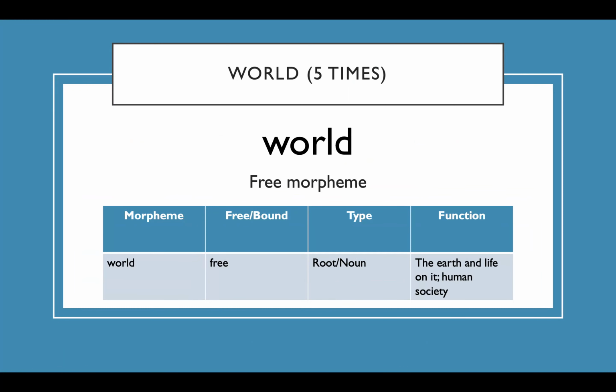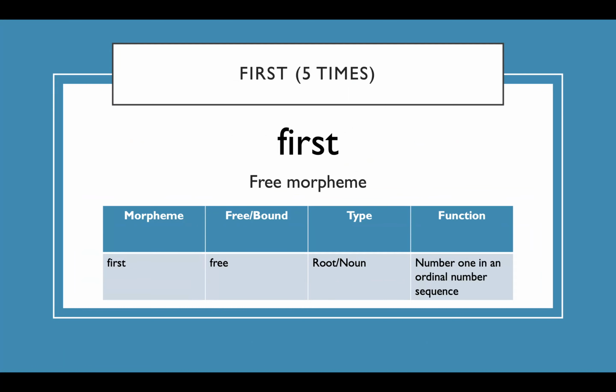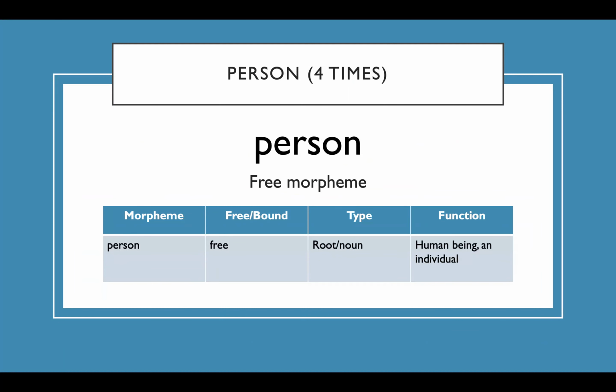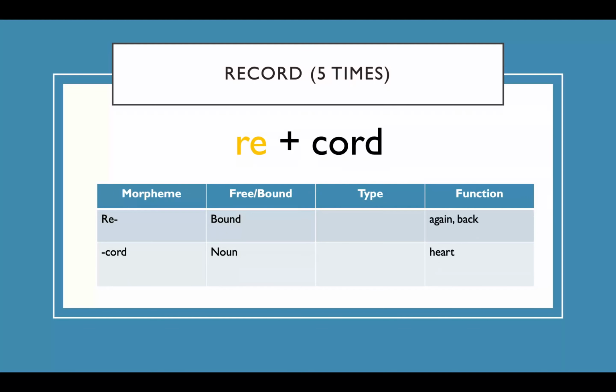It appears 5 times. It is a noun. First appears 5 times. It is a free morpheme, and it is a noun. Person is a free morpheme. It is a noun, human being or an individual. And record is bound, meaning again or back, and cord is a noun, meaning heart.